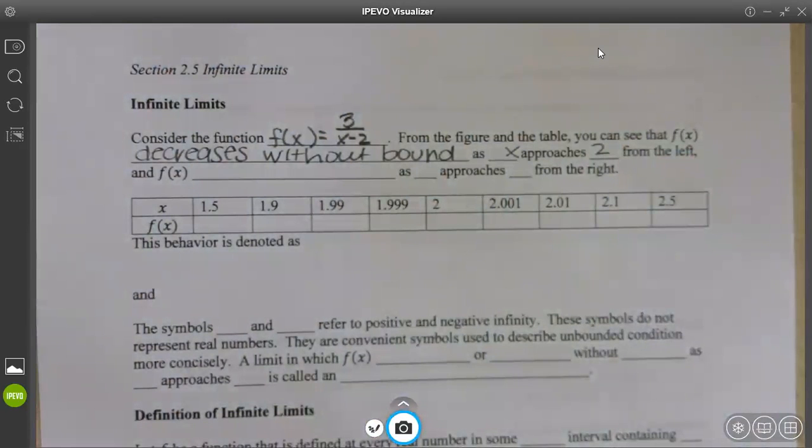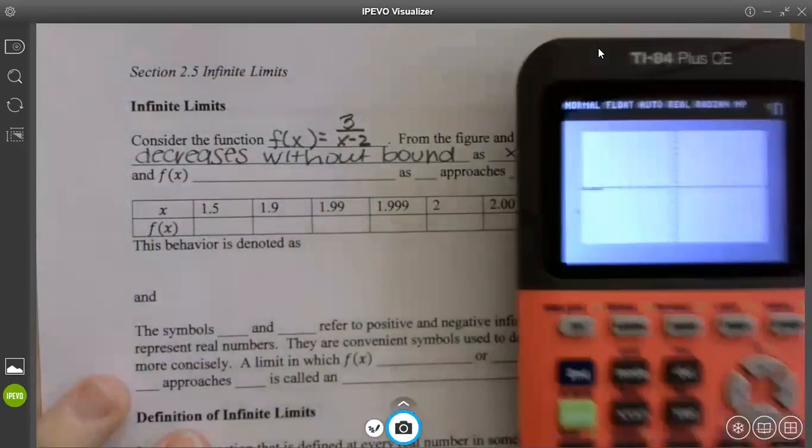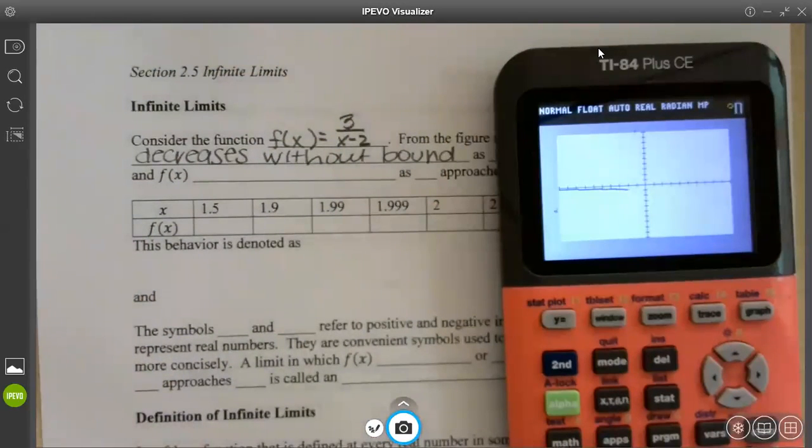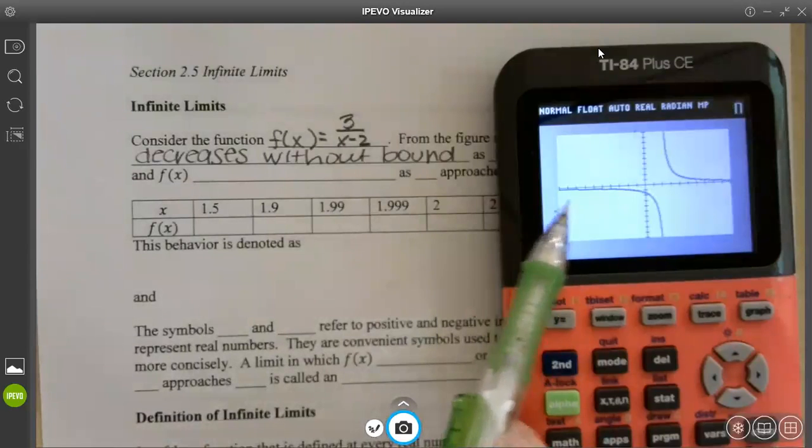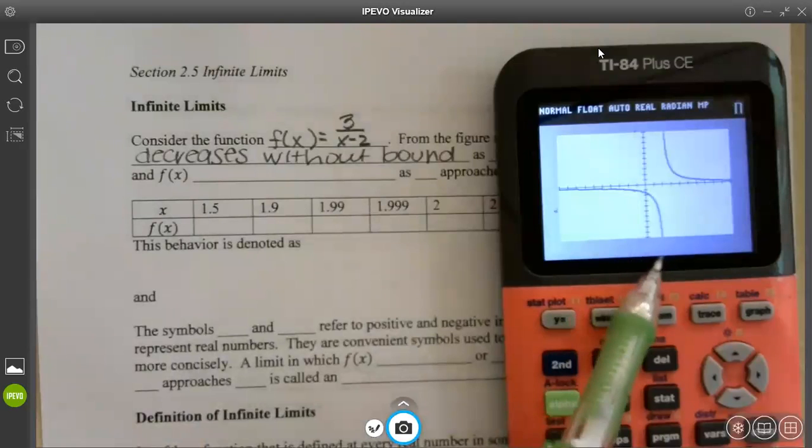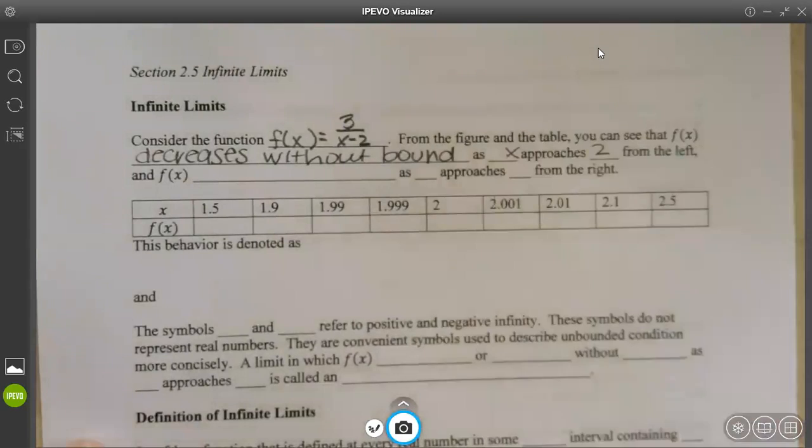So let me put this in your calculator, show you what it looks like. So from 2 to the left, it's pointing down. So that's that without bound that it's talking about. So I just wanted you to see, this is the graph, this is the figure that's in your book, okay?